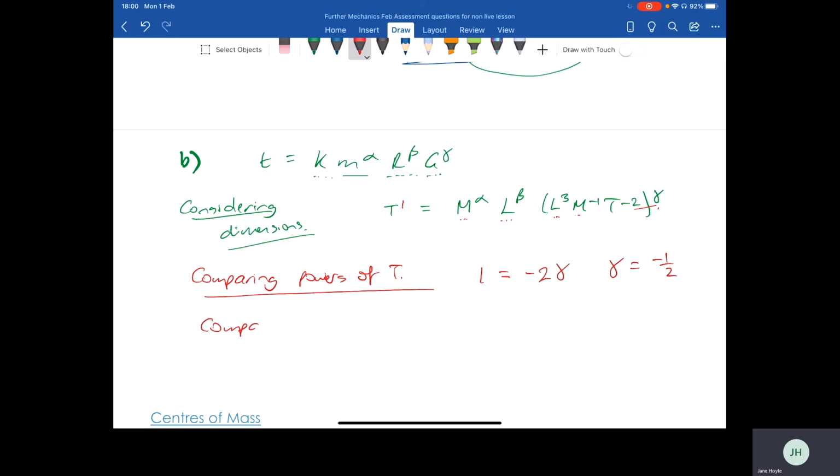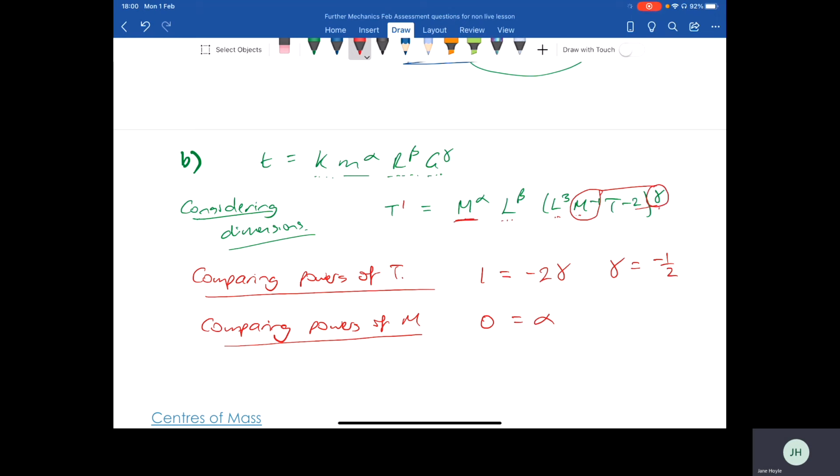If I then compare powers of m, let's do m next. I've got 0 m's on the left hand side. On the right hand side, I've got this term here, which has got a power of alpha, and then I've got 1 appearing in there, haven't I?